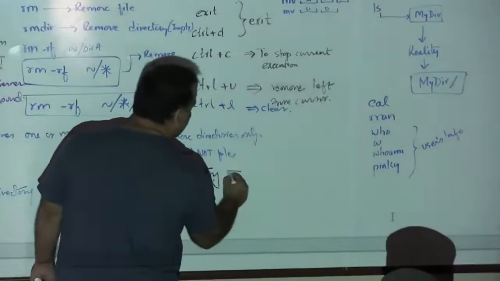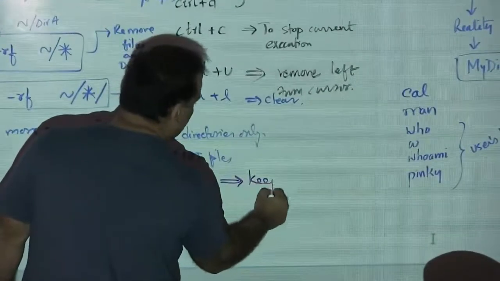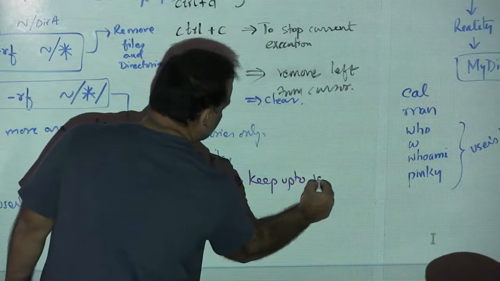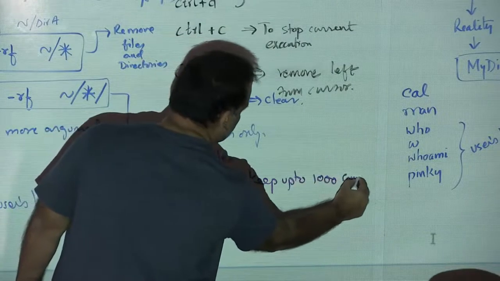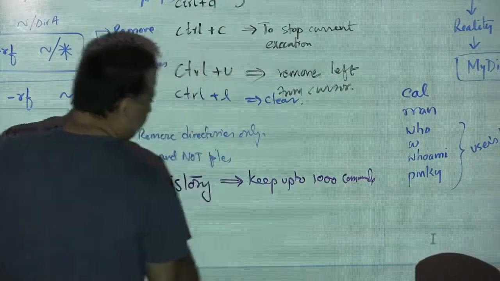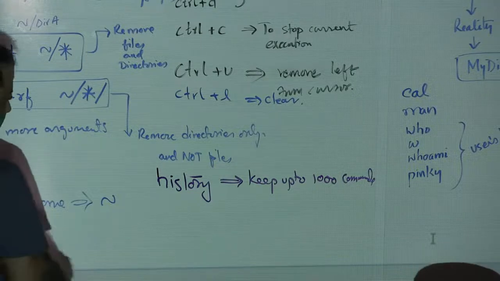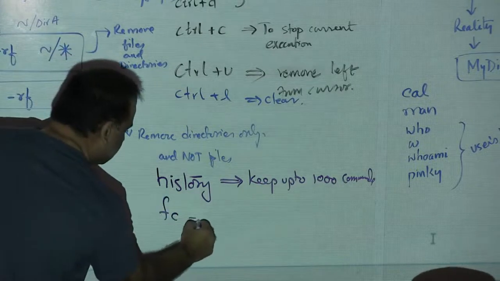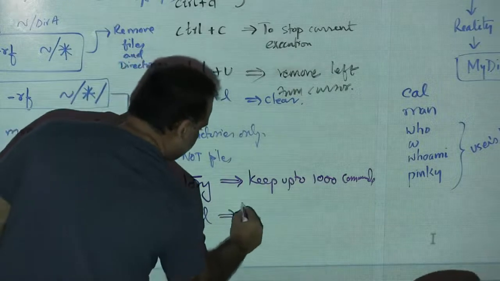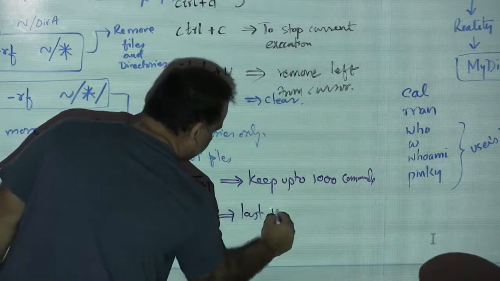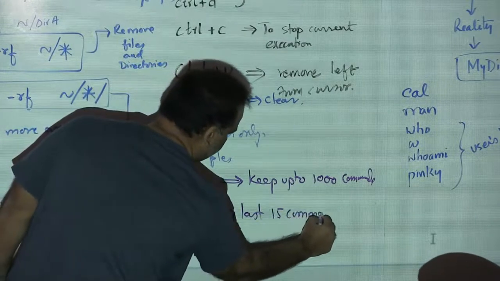History, by default, will keep up to 1,000 commands in your history. And then after 1001, it goes back and deletes the number 1 command. 1002, it will delete the second command, and so on. fc -l will give you the last 15 commands from history.